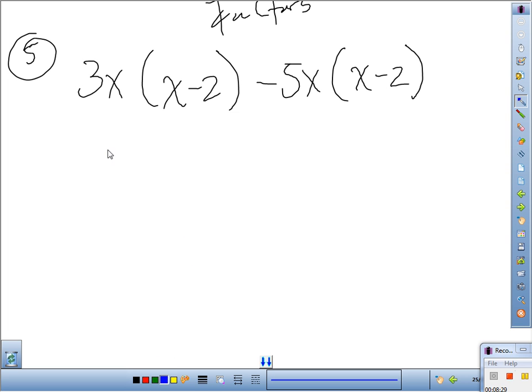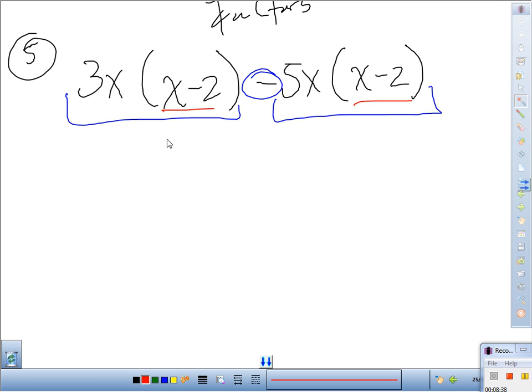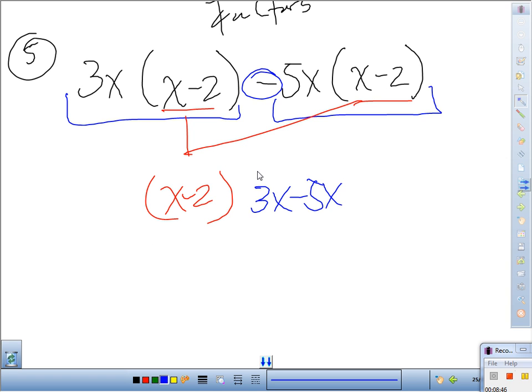Okay, here goes the process. Do we have an addition or subtraction outside the parentheses? Yes. Term 1, term 2. What is the GCF? X minus 2. What's left over for the first term? 3x minus 5x. However, what is 3x minus 5x? Negative 2x. Bring down this one, x minus 2.